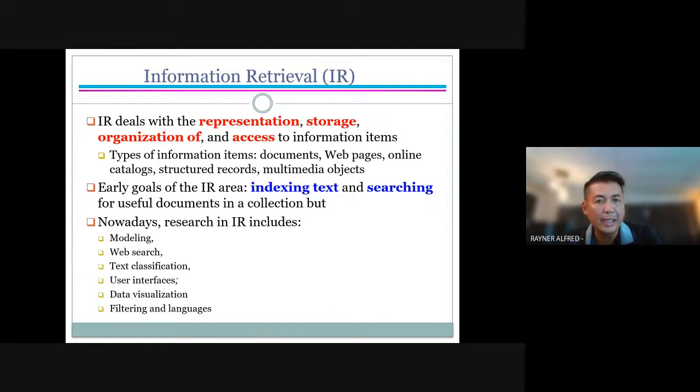Okay. So the early goal of the IR area is we want to index, we want to tag, put the tag ID for these, so that we can use them to retrieve that information later on through the searching process. Okay. So nowadays, the technology used in IR includes modeling, web search, text classification, designing user interface, and also visualizing the data, filtering, and languages. These are some of the research involved in IR.